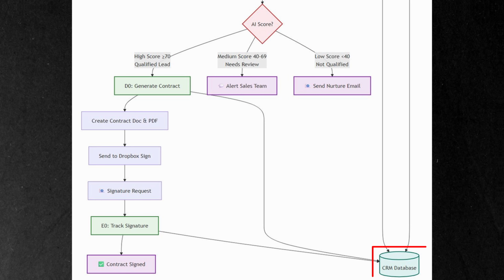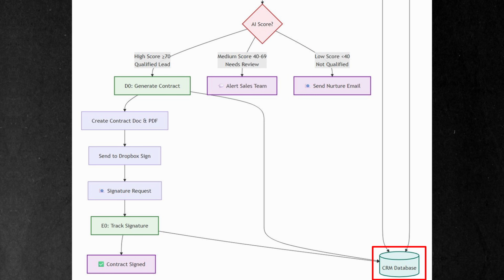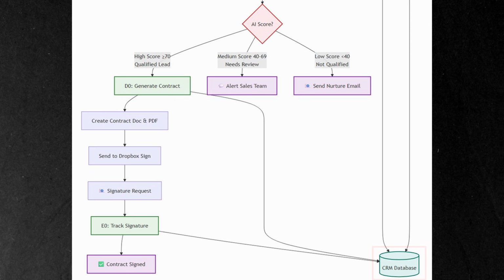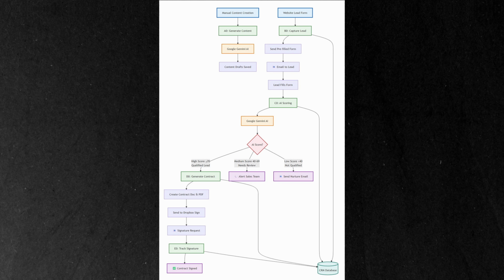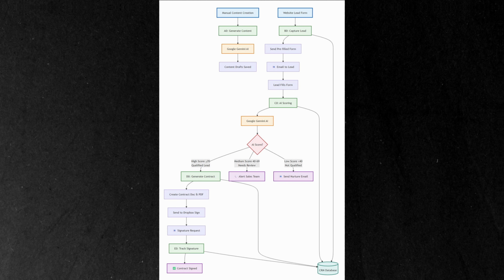Each workflow uses the CRM spreadsheet as the database to write and retrieve relevant information. Google Apps Script handles tasks like form processing, sending emails, and creating contracts for smoother integration.